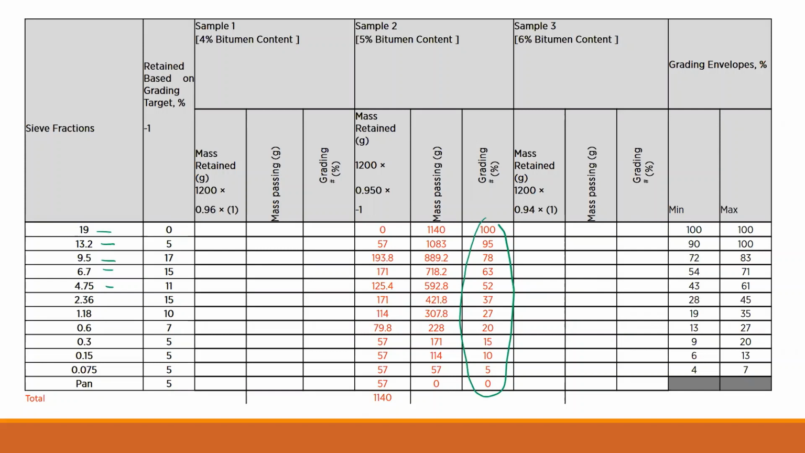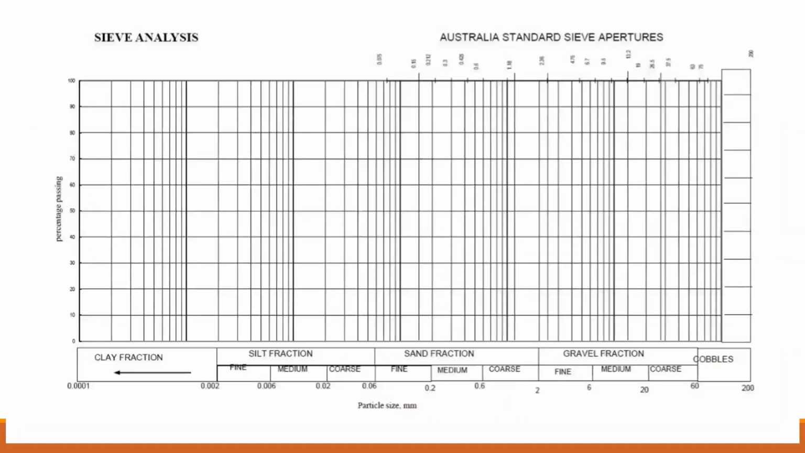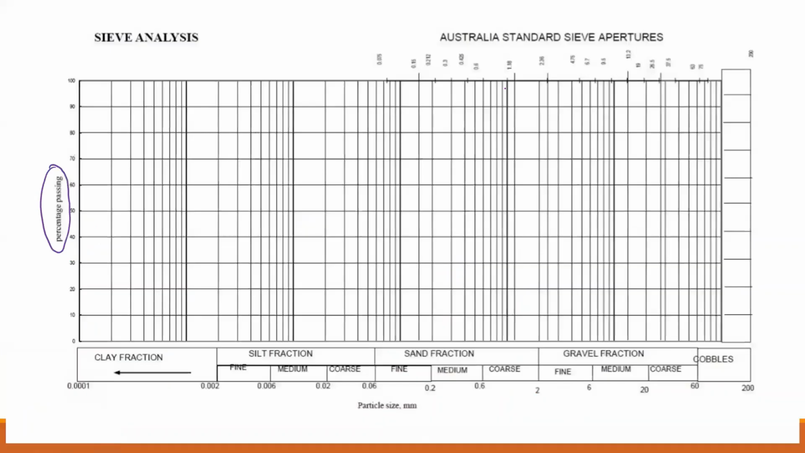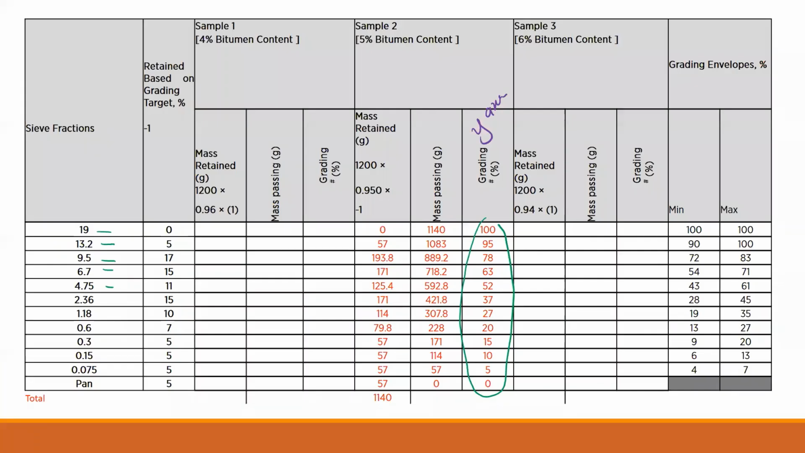We need to find this because we have to plot a graph, the grading graph. In the next slide, I have the grading graph. If you see this grading graph, the y-axis is the percentage passing, which we found here. And in the x-axis, I have the sieve size. So you know the x-axis and the y-axis, and you can plot this on the graph.